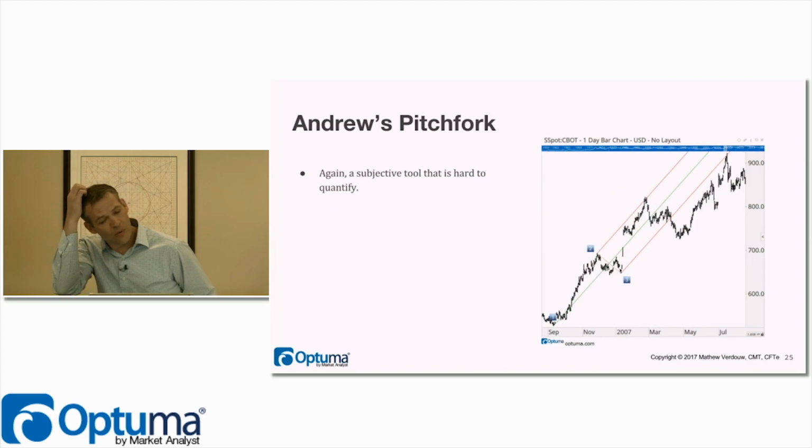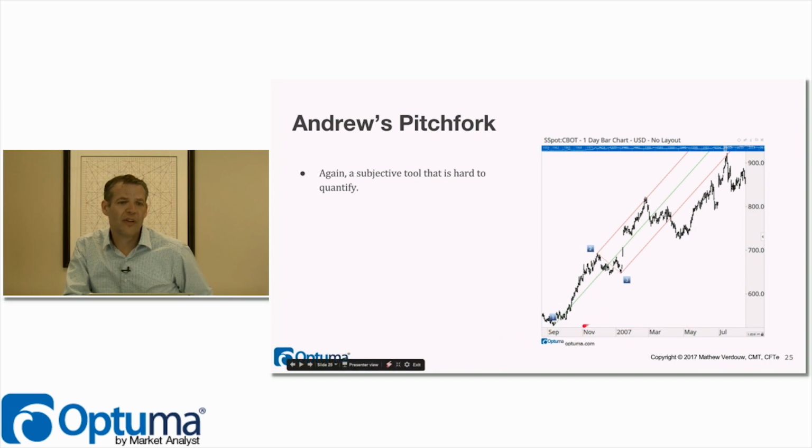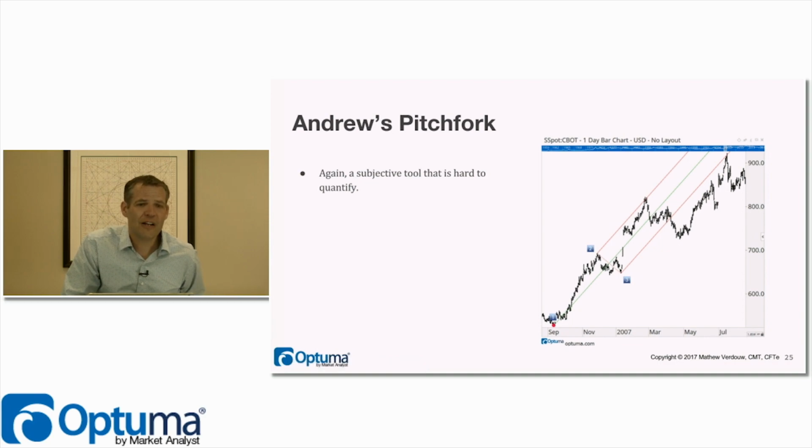Another one worth noting is Andrew's pitchfork. The way that pitchforks are drawn is that we start at the bottom. We're looking for our first impulse move out of the change of trend, and our first secondary move. So we start at the beginning of the primary trend, go to the beginning of the secondary trend, and then to the end of the secondary trend, and then these channels are drawn.